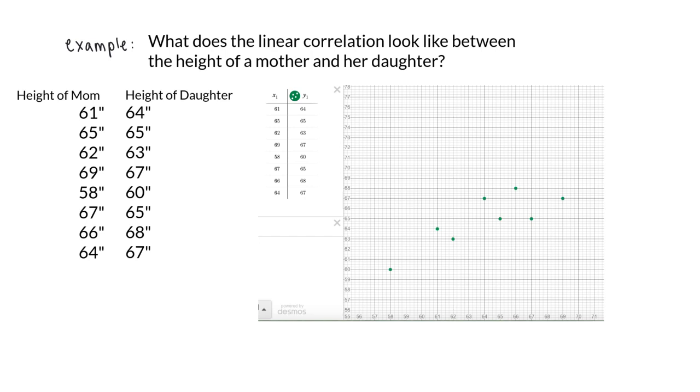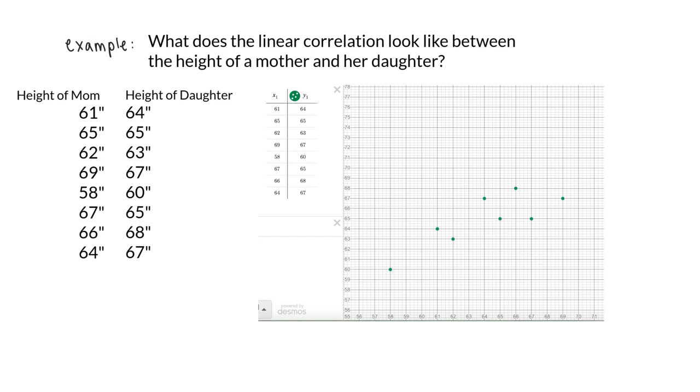And so I went ahead and plotted those on a graph here. I used Desmos to do it, but you could do it by hand. Each one of those dots represents a mother and daughter pair. I want to try and draw the line of best fit, or calculate the line of best fit.